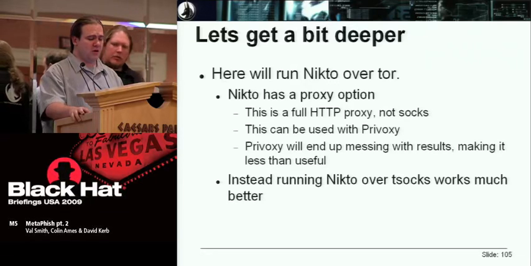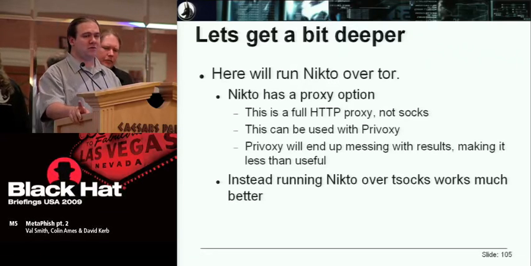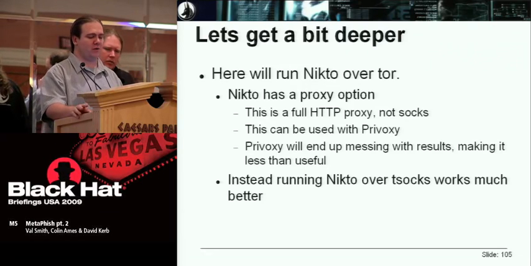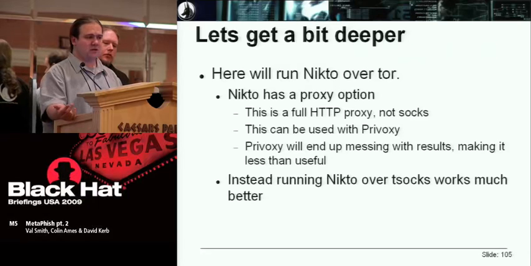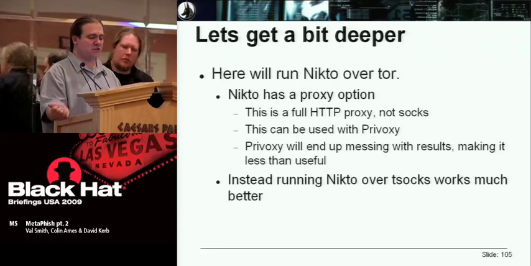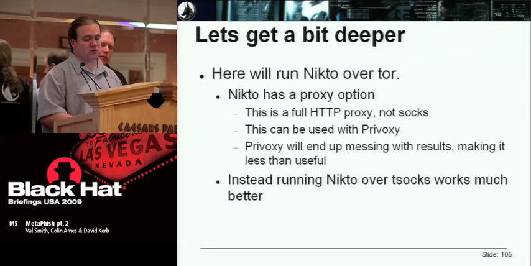So you can use it. For a long time I made this mistake: don't use the built-in proxy option with Tor over Privoxy, because you get really weird results and a lot of false positives and false negatives as Privoxy is messing with the data. NIC2 is not actually running any Java, it's just grabbing and looking for things. So it's fairly safe to run it just straight over the Tor network using tsocks, or Tor socks actually.